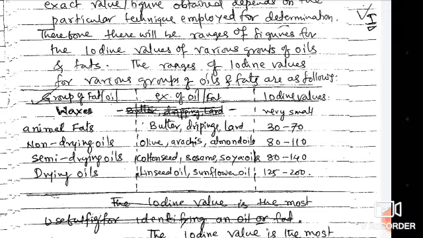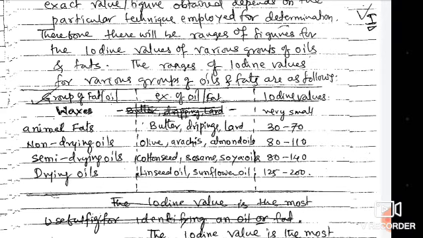So what are the different ranges of the iodine value for the different types of oils and fats? Waxes have a very small value. Animal fats, examples are butter, dripping and curd. It has 30 to 70.